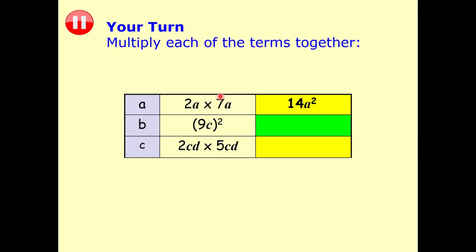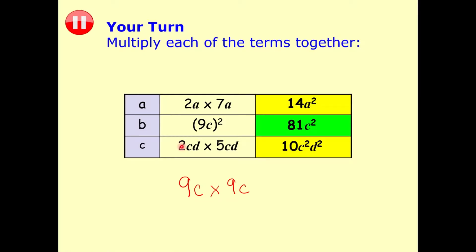9c all squared. So remember that means 9c multiplied by 9c. So all of that has been squared. Squared means timesing it by itself. You should have 81c squared. And our last example, 2cd times 5cd.